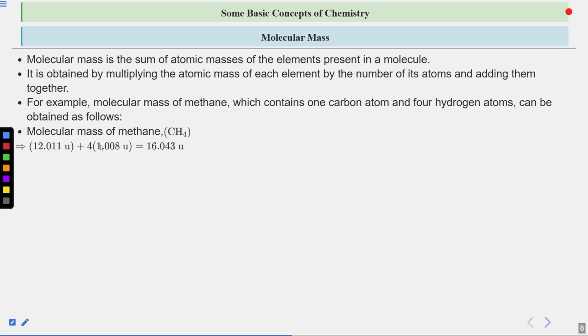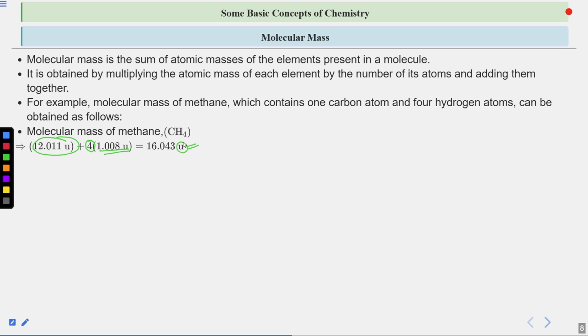Since we have one carbon, we are taking 12.001 multiplied by 1, that would give you the same thing. Then we have 4 hydrogen, so 4 multiplied by 1.008 unified mass. This calculation will give you 16.043 unified mass as the molecular mass of methane. Now remember one very important thing: what is the unit of molecular mass?